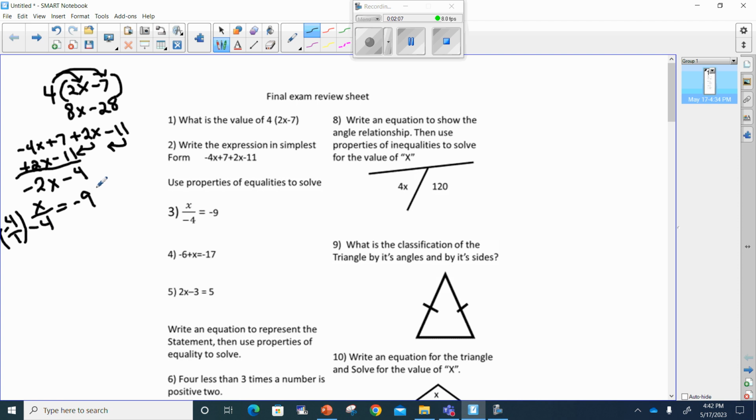Whatever I multiply to one side, I do the other. A negative times a negative is a positive, and 9 times 4 is 36. And 36 over 1 is 36, so I really don't even need to put the 1 there. And so that tells me that x is going to be equal to 36.